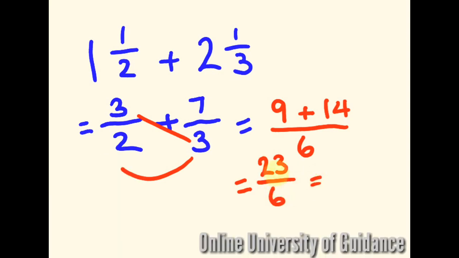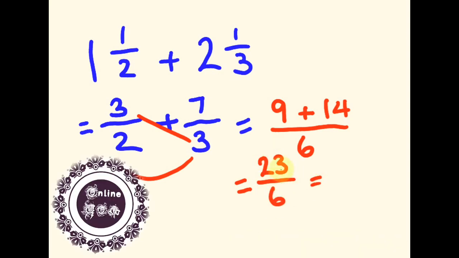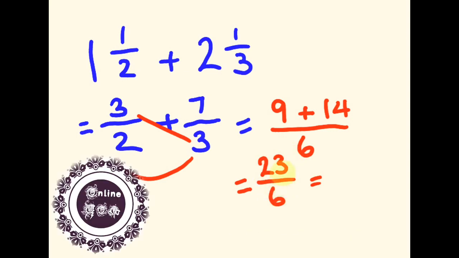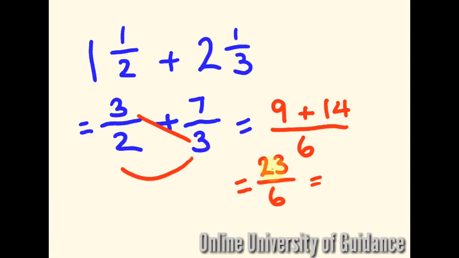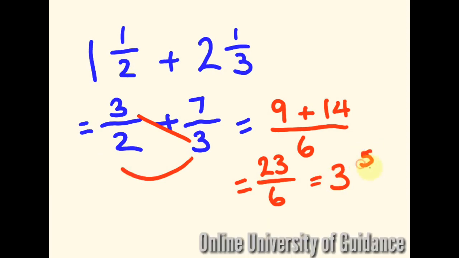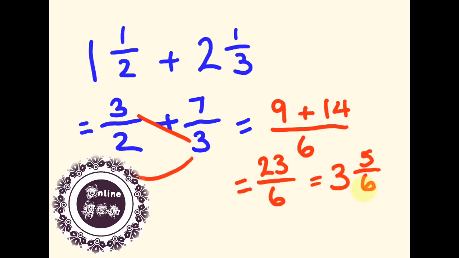Now, as you'll see again, this is an improper fraction. This number is bigger than this number. So if we go 23 divided by 6, because this line here means divided by, 23 divided by 6 goes 3 times, because 3 6s are 18. We have 5 left over. 5. And we put that over 6.